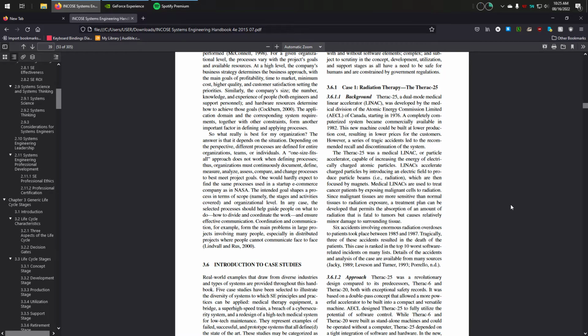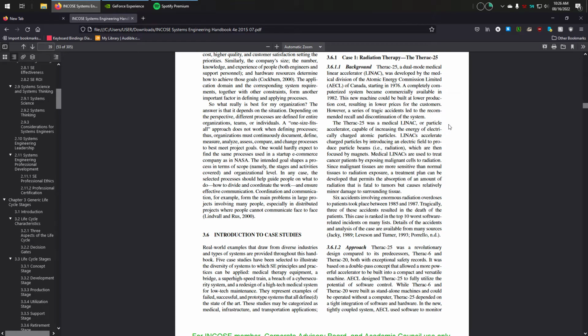3.6.1 Case 1: Radiation Therapy, the THERAC 25. Background: THERAC 25, a dual-mode medical linear accelerator, LINAC, was developed by the Medical Division of the Atomic Energy Commission Limited of Canada, starting in 1976. A completely computerized system became commercially available in 1982. This new machine could be built at a lower production cost, resulting in lower prices for the customers. However, a series of tragic accidents led to the recommended recall and discontinuation of the system.